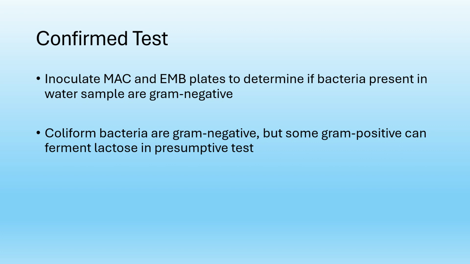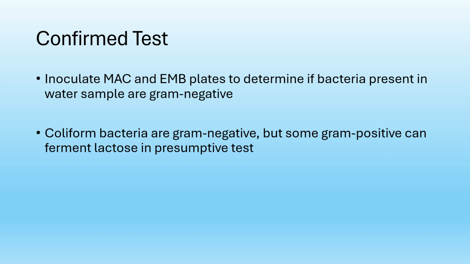In this stage, what you're going to do is inoculate a MacConkey plate, which is known as the MAC plate, and an eosin methylene blue, or EMB plate. You will inoculate those plates to determine if the bacteria from the water sample are gram-negatives. Both the MacConkey and the EMB plates are selective. They're also differential, but they are selective in that only gram-negatives will grow.